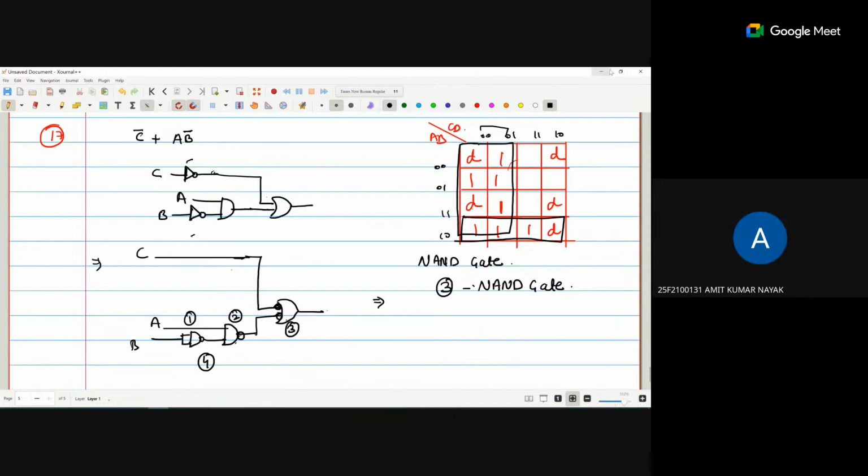Sir, but for the C bar, we'll use two more NAND gates, right? No, it will be cancelled out now. Yes, sir. The effect of 2 NAND gates will be cancelled out because it is NOT and NOT. If you connect 2 NOT gates in cascade form, you are getting the same output. So why would we use the 2 NAND gates? Yes, sir, got it.